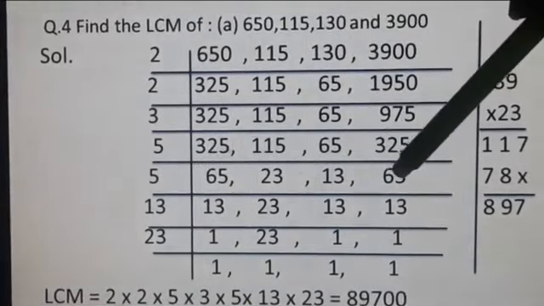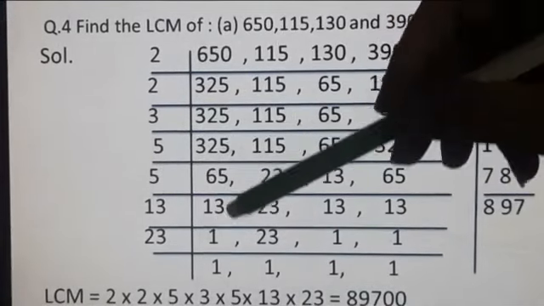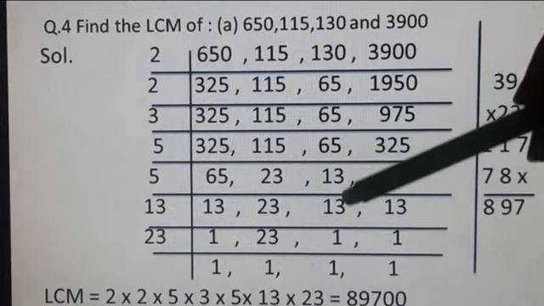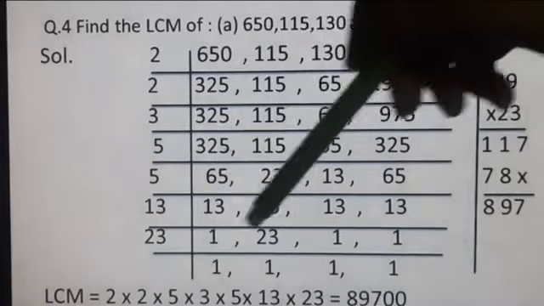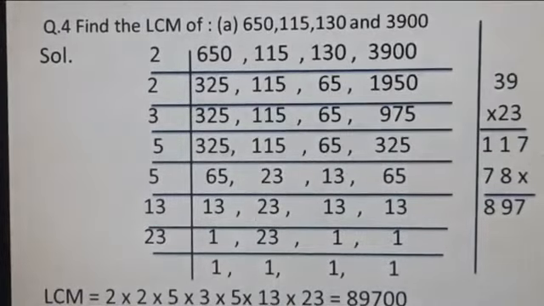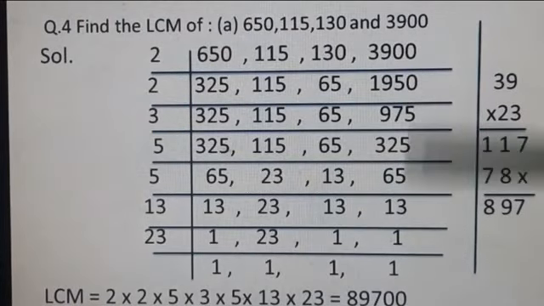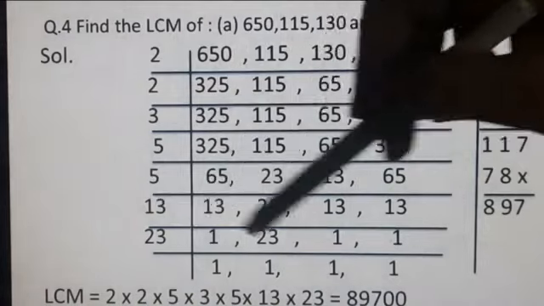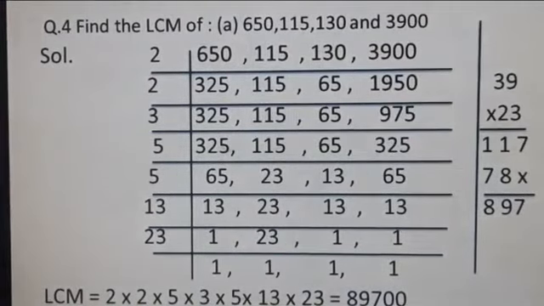65 is divisible by 5. So 5 we will take. 5 1s are 5, 5 3s are 15. 23 and 13 will be copied only. Now 13, 13, 13. So we will take 13. 13 1s are 13. Then the last number is 23, which is a prime number. So 23 1s are 23.